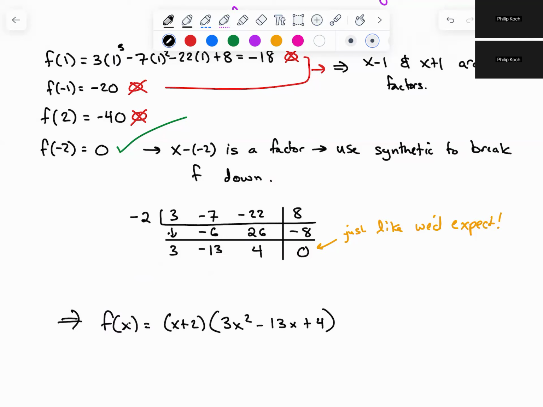And remember, it's always going to be 1 degree less than your original thing. Whenever you divide by a degree 1 polynomial, your quotient will be 1 less degree. So our original function is degree 3. We divided by x to the first power plus 2. And so the quotient should be an x squared. It should be a quadratic. Any questions so far?